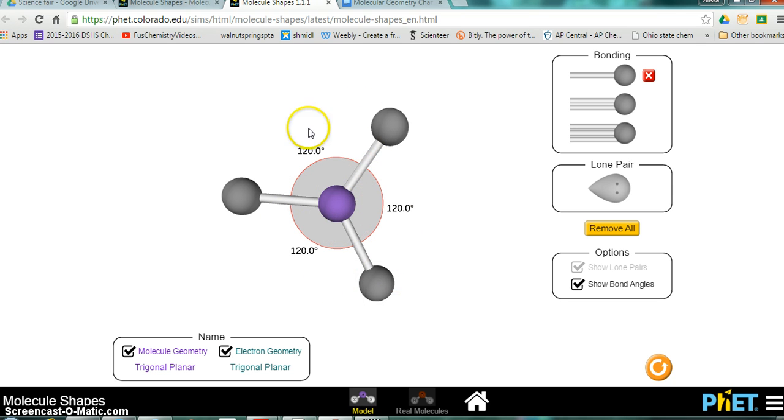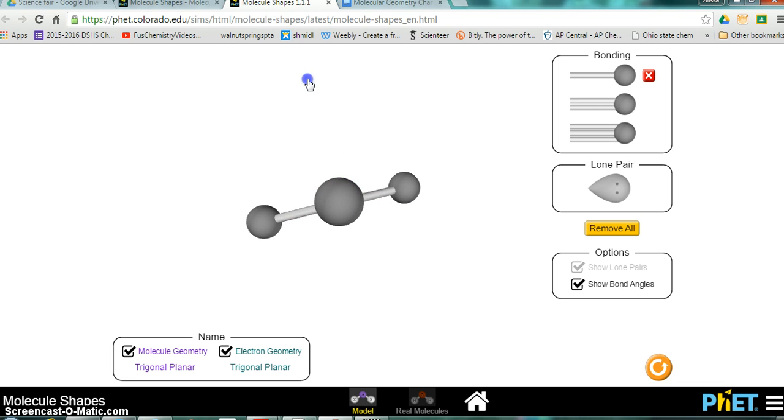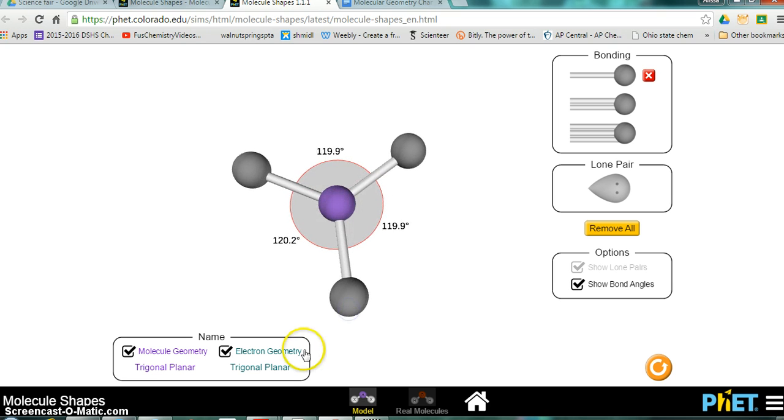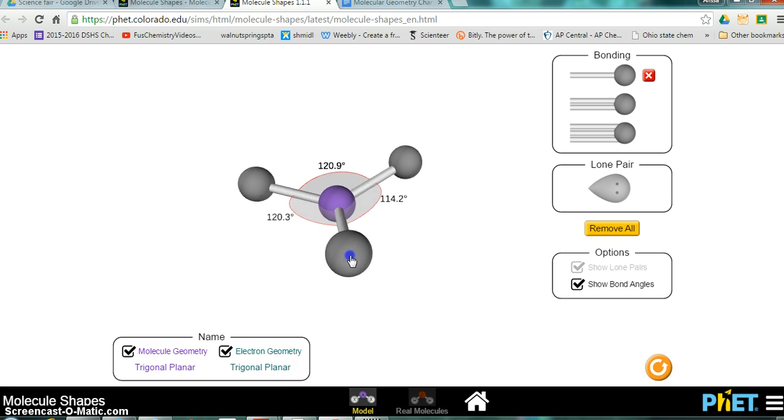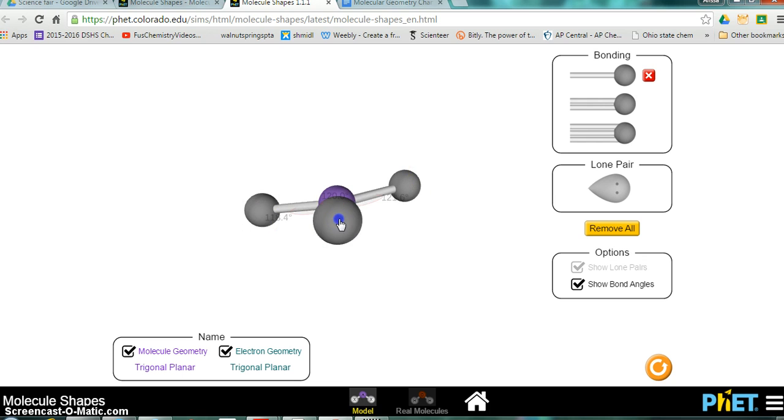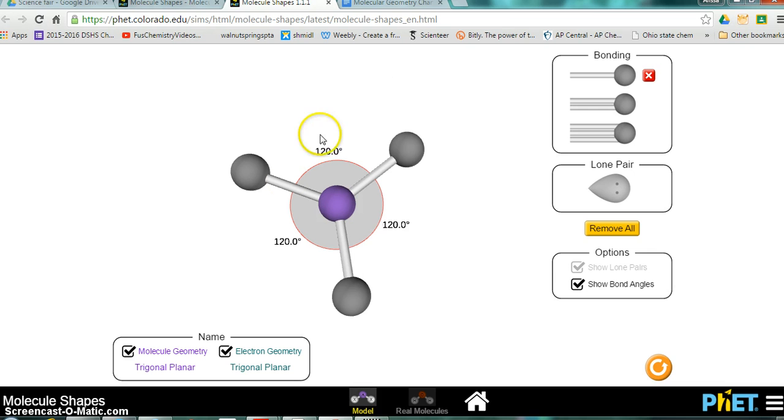These three bonds want to get as far away from each other as they can, so they're going to be at 120 degrees. Okay, so you can see it looks like a triangle, and if we rotate it and look at it from the side, it's a flat triangle. So we call that trigonal planar. Trigonal because it looks like a triangle, planar because it's all flat in the same plane. Okay, you can see it's a flat molecule. With our bond angles all being 120 degrees.